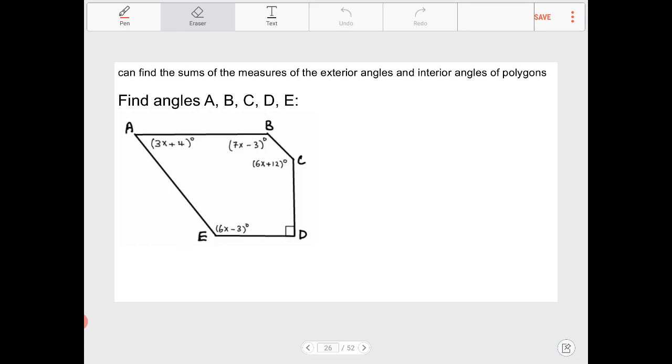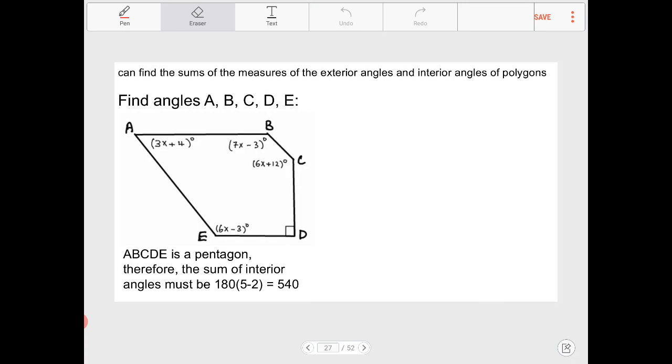Okay, so what we're going to try to do is figure out what the angles are for A, B, C, D, and E. Looking at this right now, I'm dealing with a 5-sided shape, and according to the formula, I know that the sum of all the interior angles will be 540 degrees. What exactly is 540 degrees? 540 degrees is the sum of all the interior angles. So now that I have that understanding and all these different expressions representing the various angles in ABCDE, I can simply add them up and say that's equal to 540.